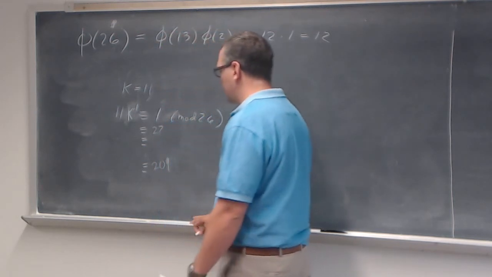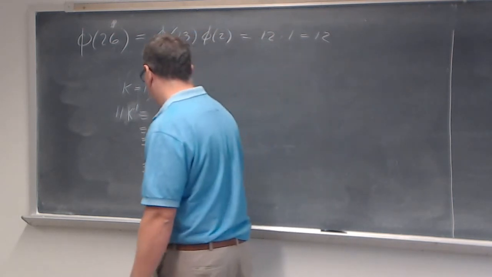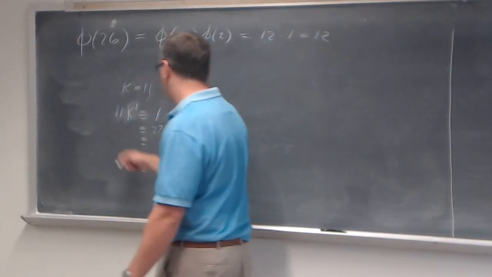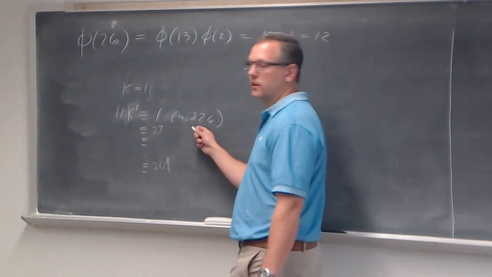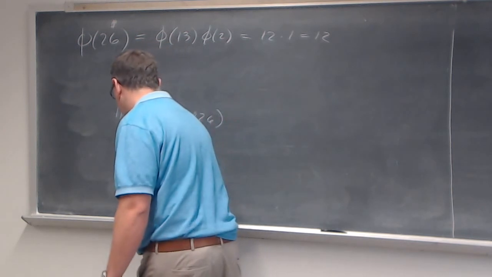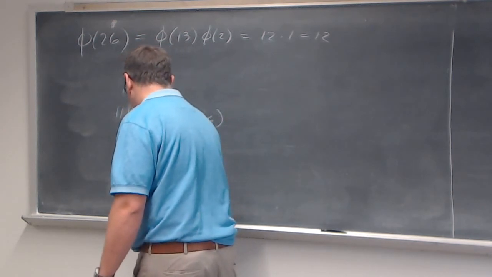Yeah, 19 times 11, and then divide both sides. Now you can divide by 11 because 11 is relatively prime to 26. So that comes out to 19.